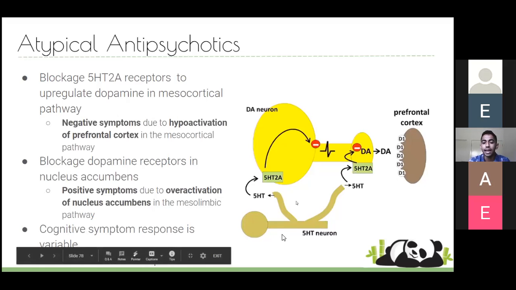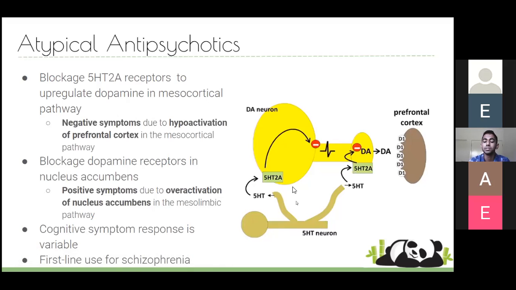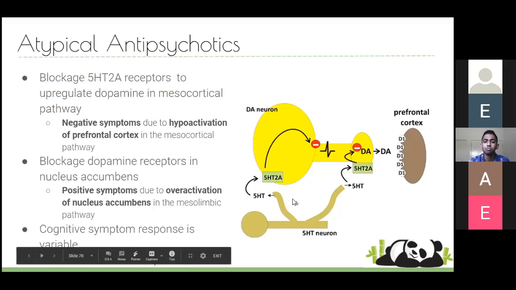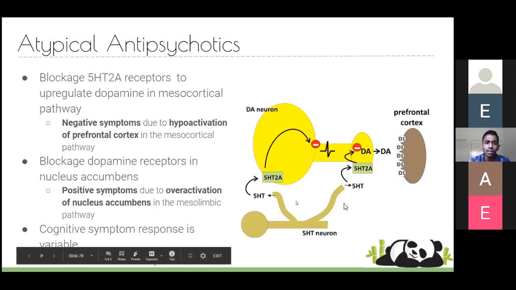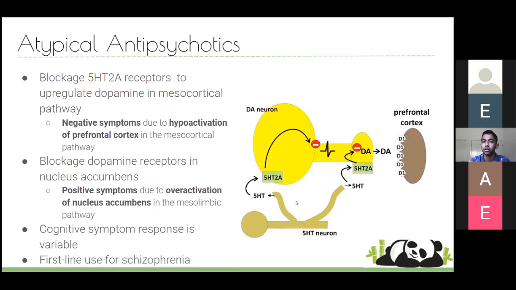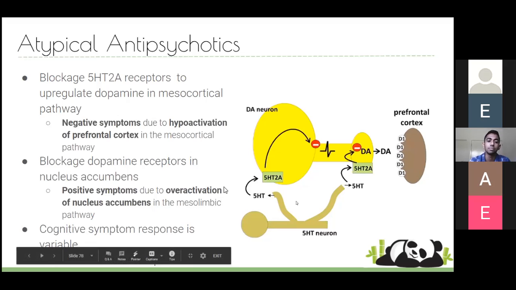Serotonin comes in here, and it works by inhibiting these receptors. So if we've got more serotonin release, we're going to have more inhibition of this dopamine neuron. So we're going to have less prefrontal cortex stimulation. That's why we need to block the amount of serotonin being released here in order to actually increase the amount of dopamine that's going on in this prefrontal cortex. And so that's what these atypical antipsychotics are doing. They're working in both of these pathways.